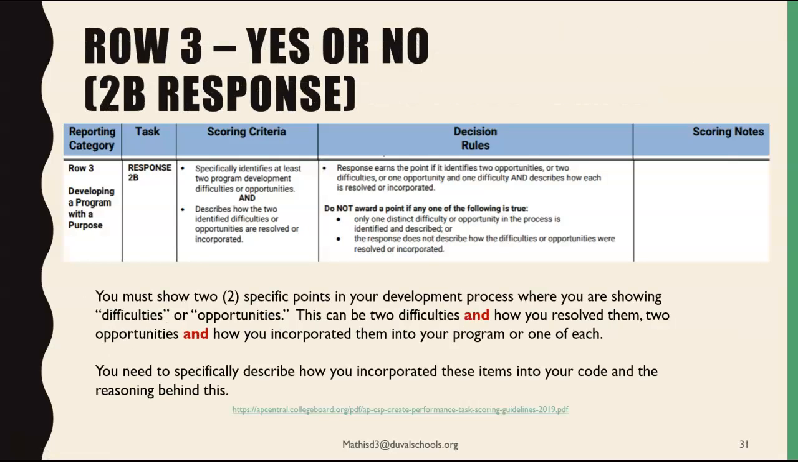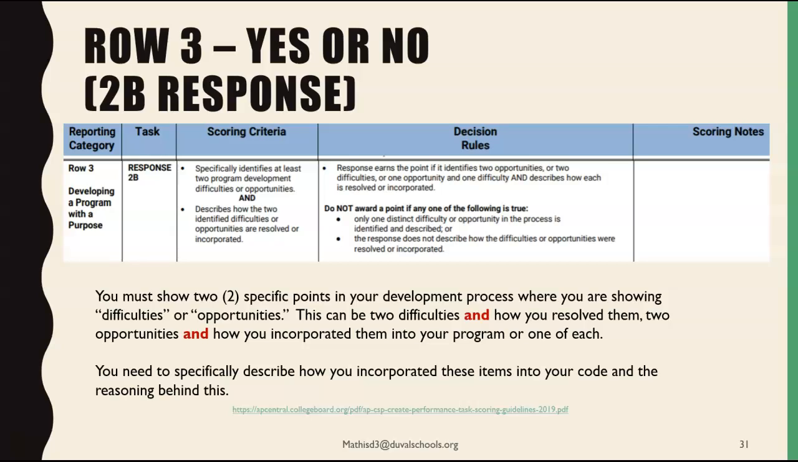Now, row 3. Are you going to get this point? Yes or no? Here, you've got to identify 2 specific points where you had to make a decision. And the decisions are going to be based on, was it a problem or was it something that I could improve on my code to make it even better? So you must show 2 specific points in your development where you're showing the difficulties or opportunities.